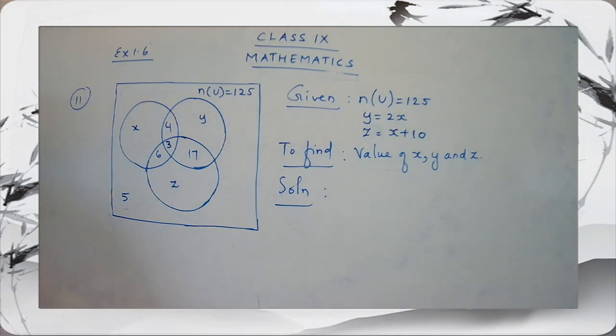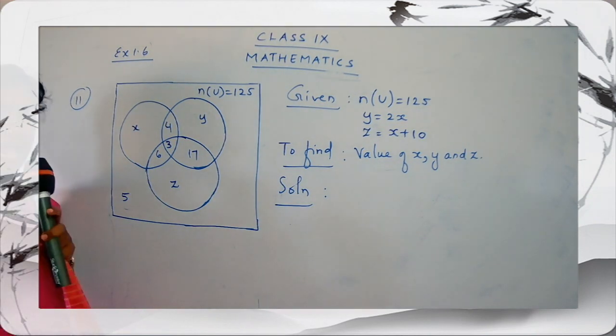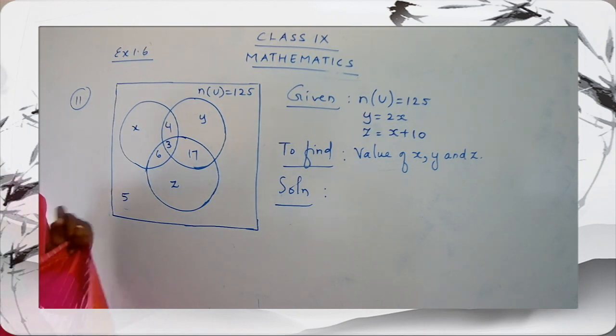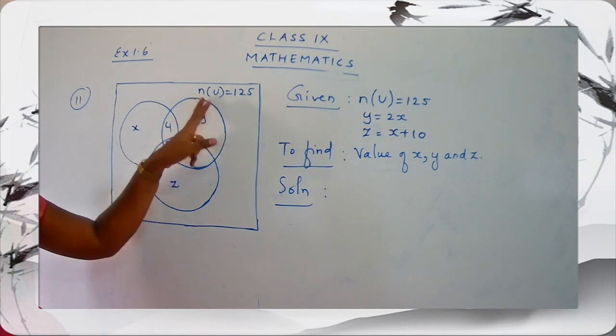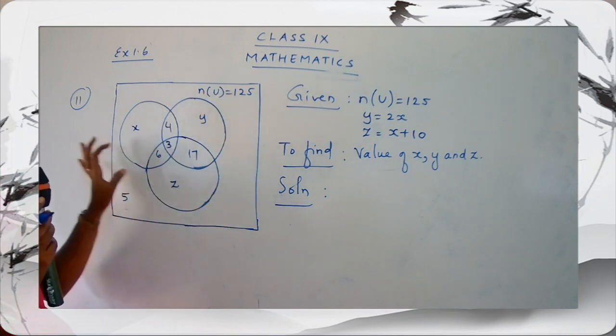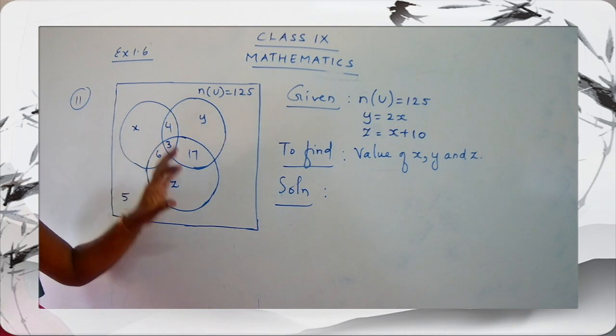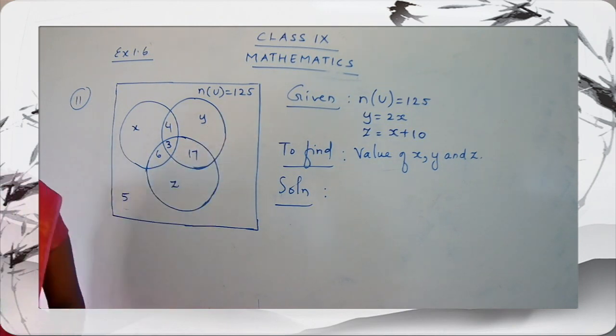Now here, what we are going to do is add all the values, okay? And we know what the total number of values is going to be. The answer is going to be 125, because you have been given here n of u is equal to 125. That is, if I add all the members of the set, what is the answer you are going to get here? 125. So let's take down the step over here.